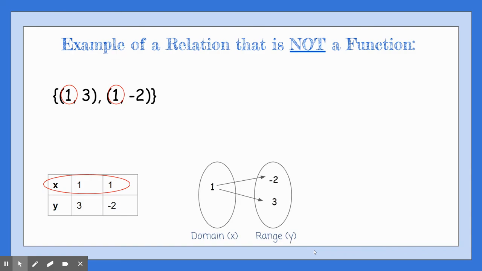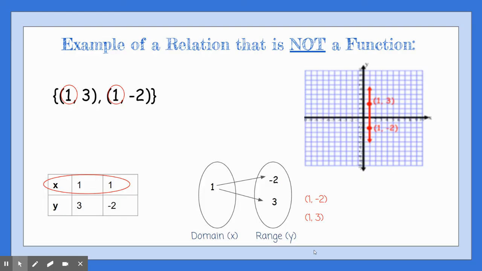Here's an example of the mapping diagram. It looks a little bit different because there's only one number in the domain. And that's because that one is mapped with two different outputs, or two different range values. The one goes with the -2 and the one goes with the 3. So that would not be a function because it's mapped to two different numbers.